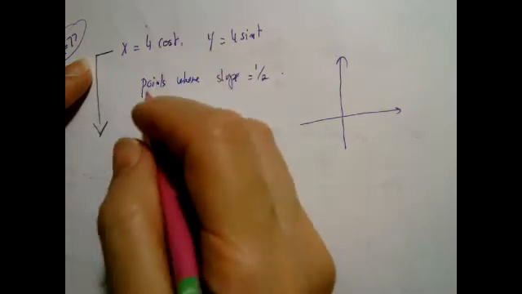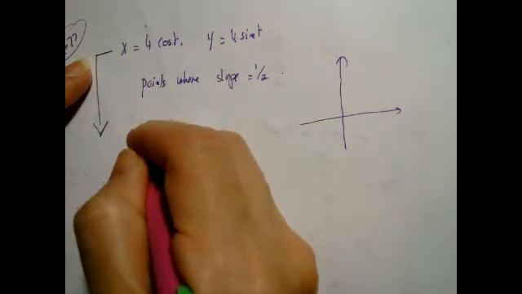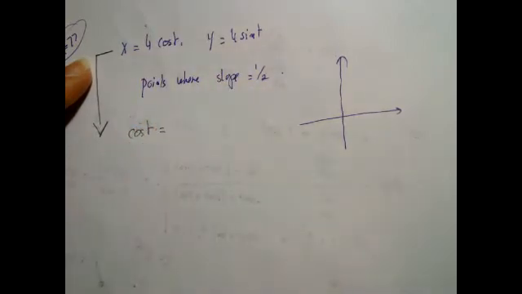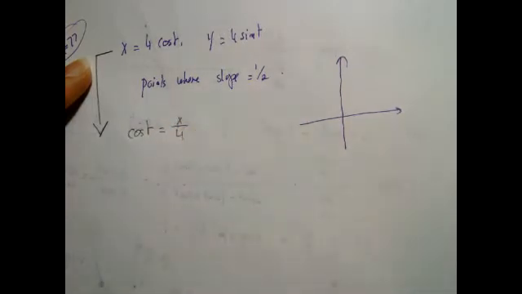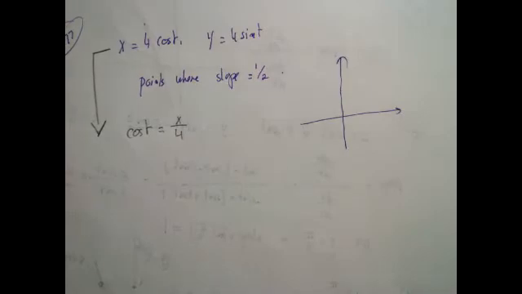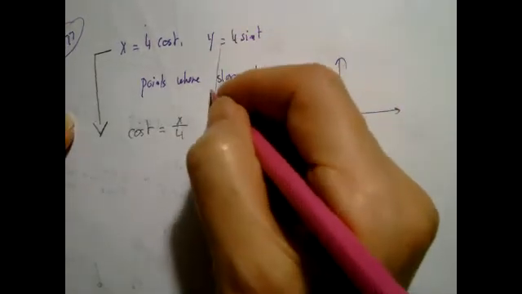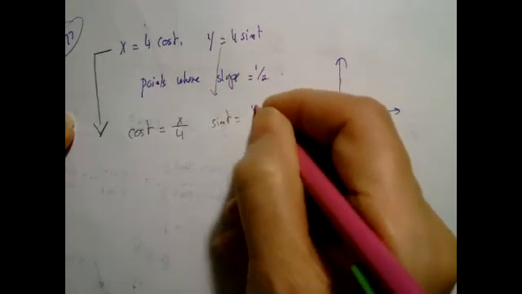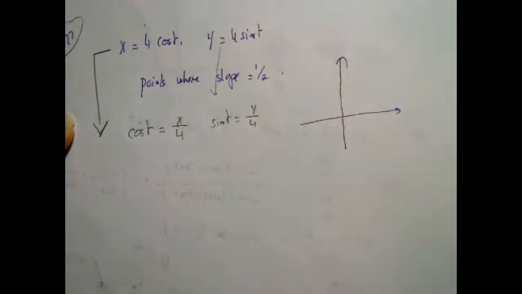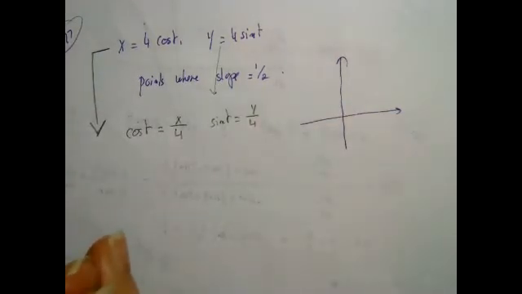x is 4 cosine. I'm going to solve for cosine in this one. It's a trick you should know. I get cosine equal x over 4. Please, I want you all to listen because I want you to know why this is a circle. This one gives me sine equal y over 4. You see what I did? I isolated the cosine and isolated the sine.